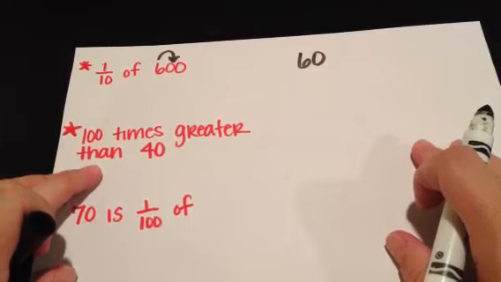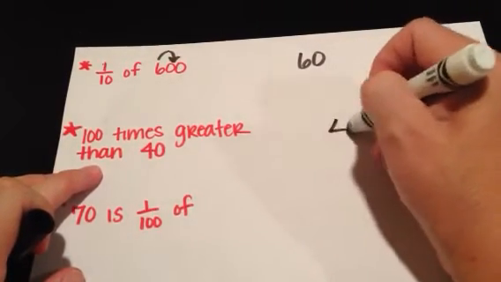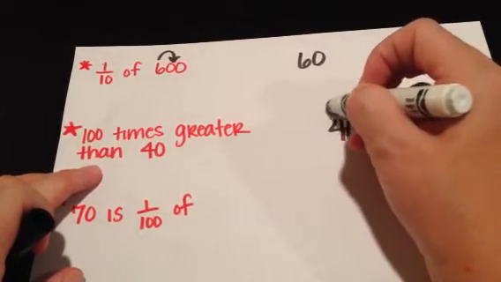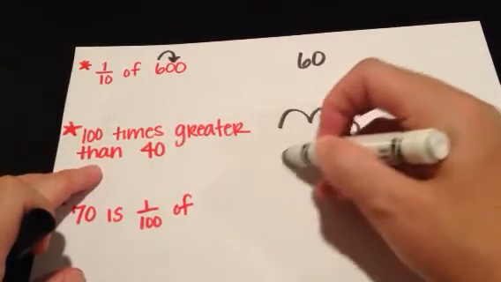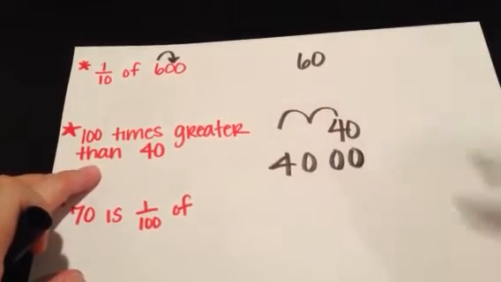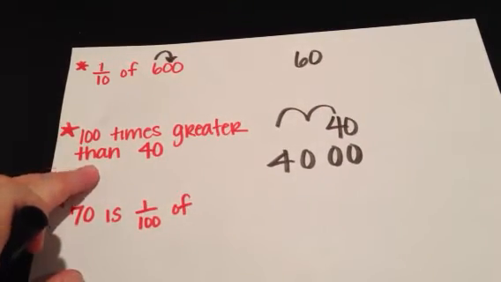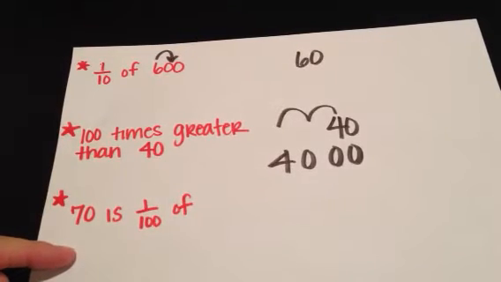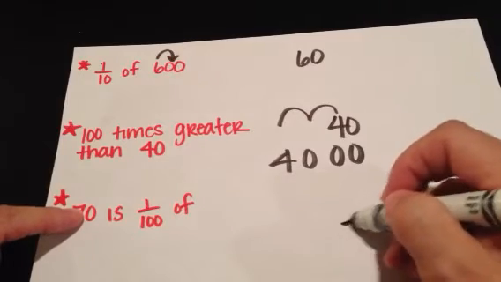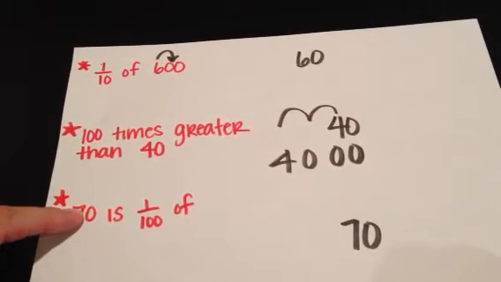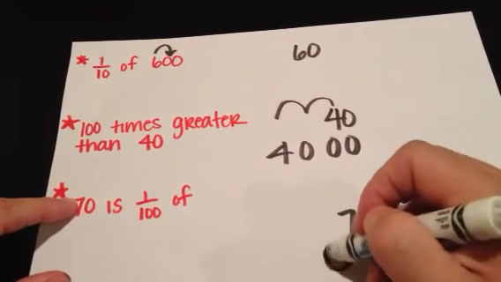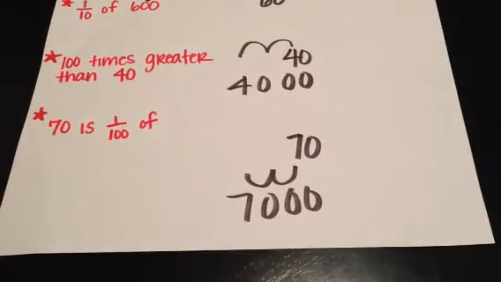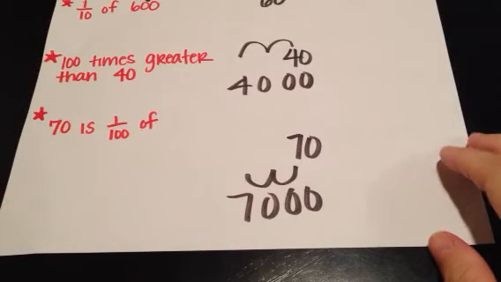If I wanted to look at a number that was 100 times larger than 40, I could write my 40 and know that I need to jump once, twice, and I would have 4,000. 4,000 is 100 times larger than 40. In the last one, 70 is 1/100th of, so I'm telling you 70 is the smaller number, and it's 1/100th of what? So I need to again jump 2 places to show me that it would be 7,000. Hopefully this helps a little with the homework.